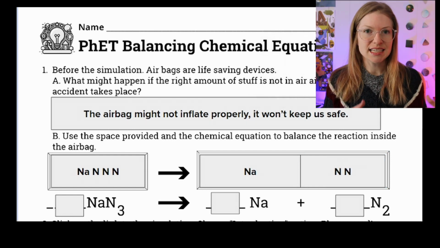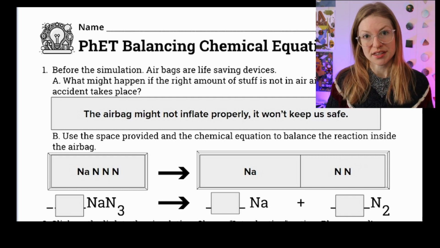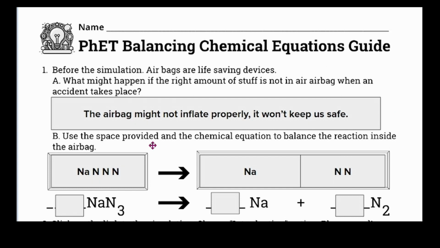Looking at this, I can plainly see that there are not enough nitrogens. There's 3 on one side and only 2 on the other. I'm going to go ahead and start by adding another one of our reactants. I'm going to add a second sodium and 3 nitrogens. Now I have an even number of nitrogens on the reactant side, which is going to make it a lot easier to balance out the even number of nitrogens on the product side.